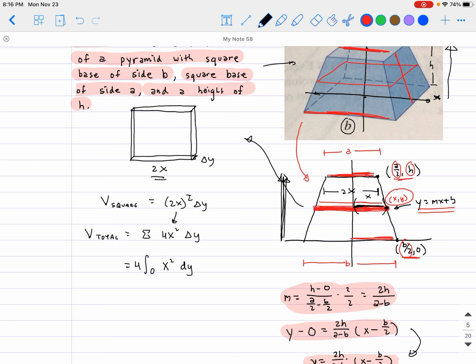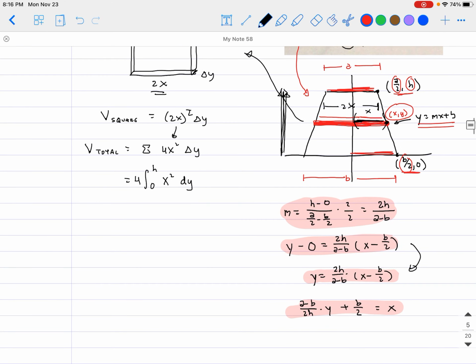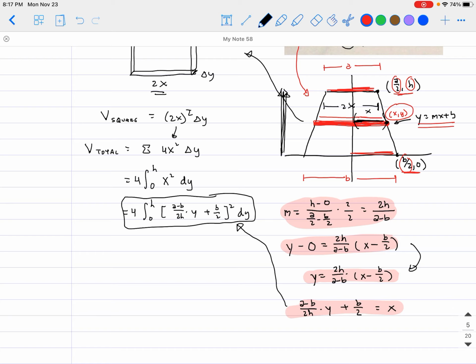So 0 to h. And then finally, I'm going to replace that x with the substitution so that we can form some y. So that's where this nasty thing comes in. My final setup is going to be (a minus b divided by 2h) multiplied by y, and then plus b over 2, quantity squared, dy. And we're going to leave it in this form.